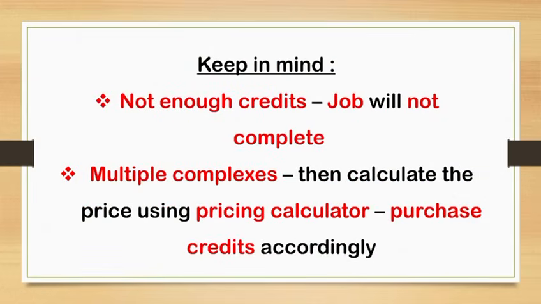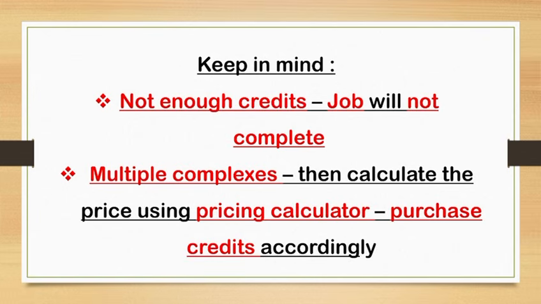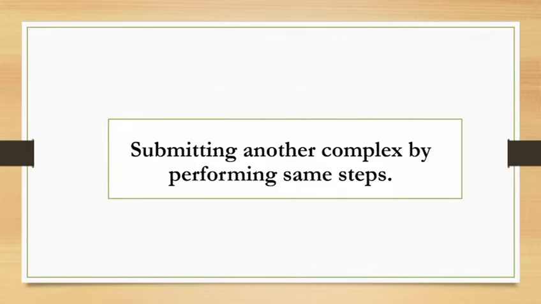Keep in mind, if you don't have enough credits to run all your simulations, the job will not complete. So, if you plan to run multiple complexes, make sure you upload each one, calculate the estimated price using the pricing calculator, and purchase credits accordingly before you run the job for execution. Now, I will submit another protein ligand complex for simulation by following the same procedure.